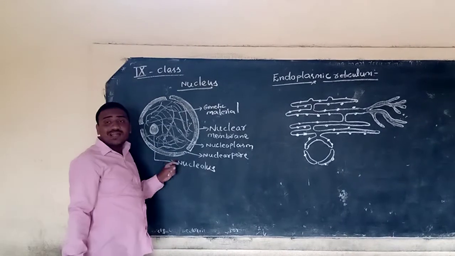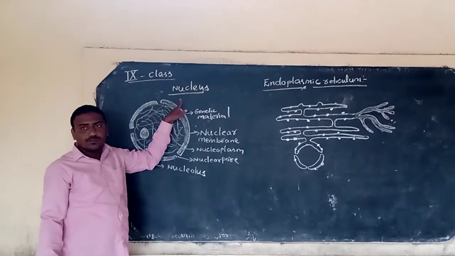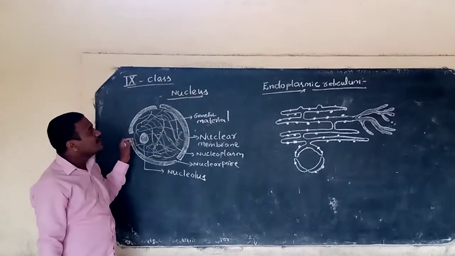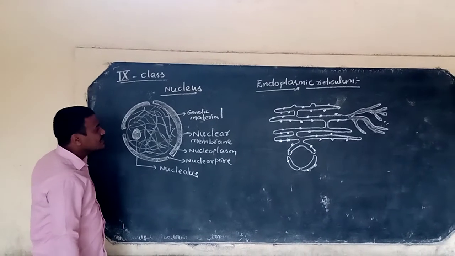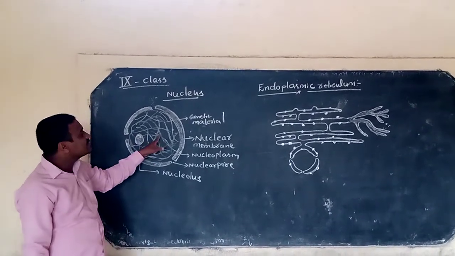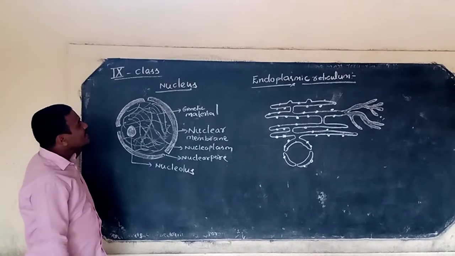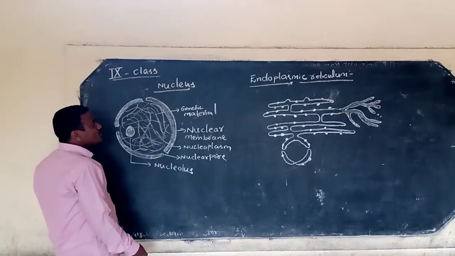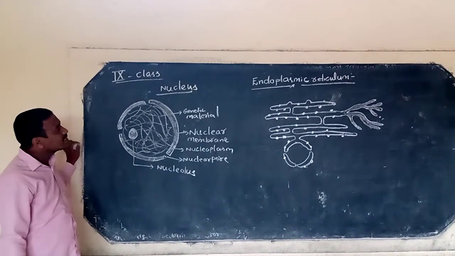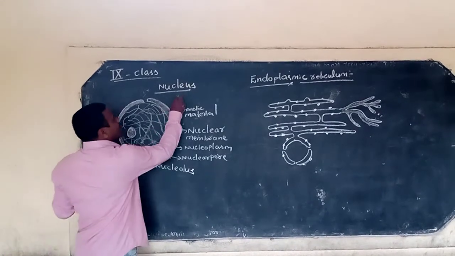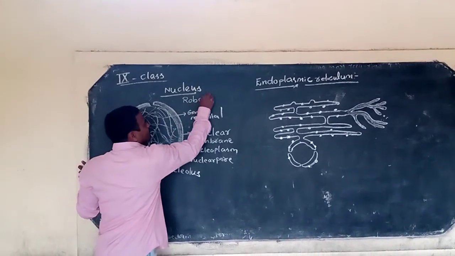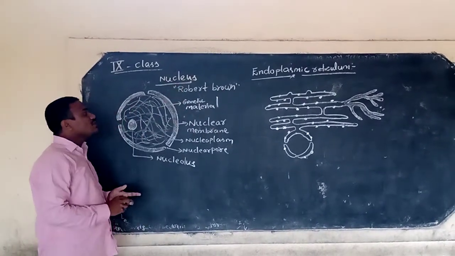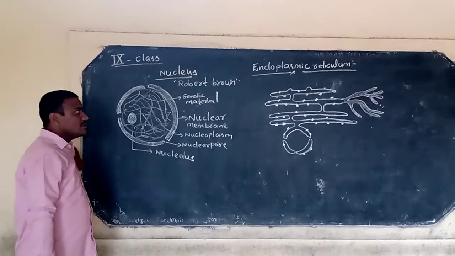it is the largest cell organelle in the cell. Largest means when compared to other cell organelles, the size of the nucleus is very large. So it is the largest cell organelle in the cell. The nucleus was discovered by the scientist Robert Brown. Nucleus was discovered by the scientist known as Robert Brown.